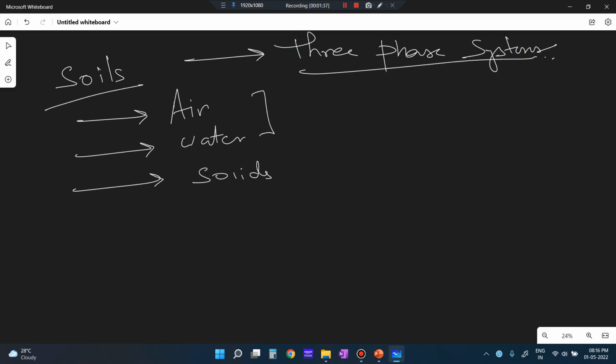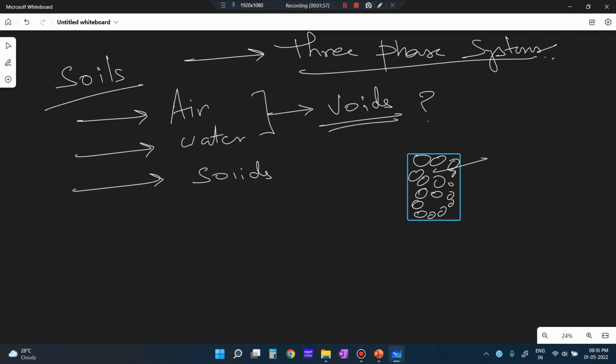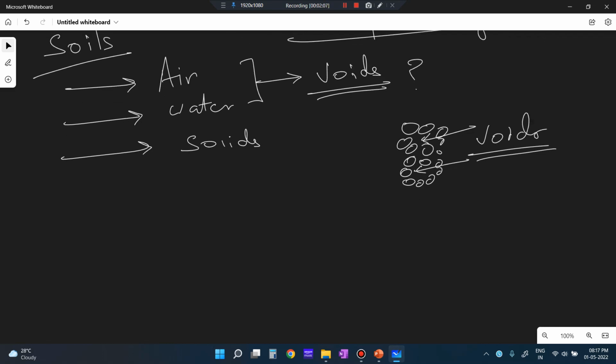So these two components, air and water, are present inside the voids. So what are voids? We all know soils are particulate in nature. That means they are made up of small particles. So suppose these are soil particles. We can see there are voids in between them. In these voids or empty spaces, there could be either air or water or both.